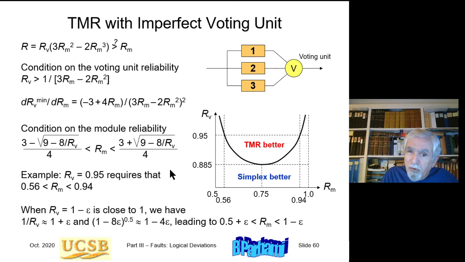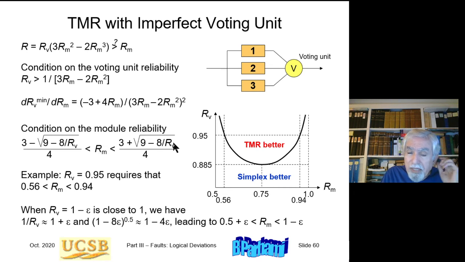Okay? Actually, if the voter reliability is 0.95, there's a range of module reliability values that cause TMR to be better. If you're outside that range, of course, this is not of practical interest because reliability less than 0.56 is really not good. But on the other side, if you have a voter whose reliability is 0.95 and a module whose reliability is also 0.95, then you don't want to use triplication because the TMR will be less reliable. Okay, so if the modules are highly reliable, you need highly reliable voter, even more reliable voter, in order to gain advantage from TMR. So this is interesting.